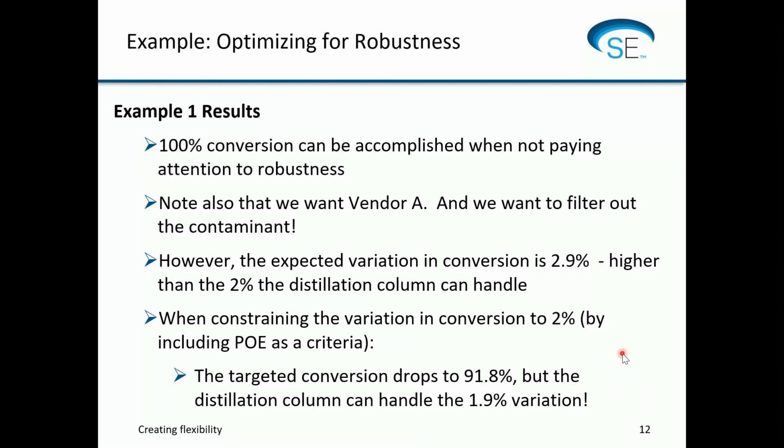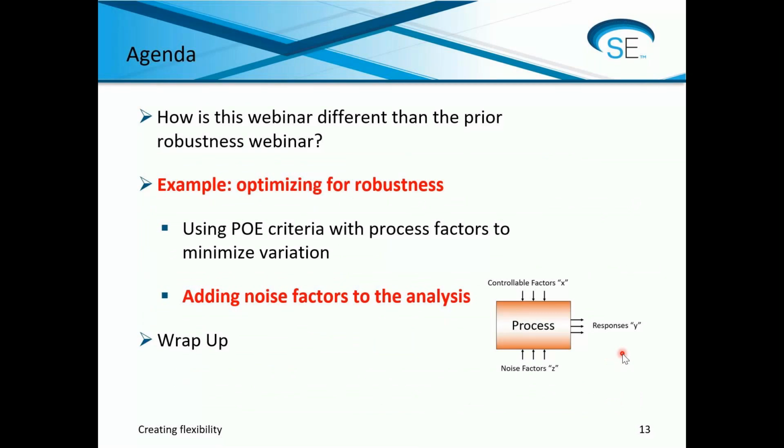So really, if you think about it, what we just did is we looked at variation in process factors, so our x's, and we used that as part of the criteria. Now, what if we have external factors, things that we can't control, noise factors, z's, if you will? What if we have those? How are we going to include that in this overall concept? Well, that's the next exercise. So let's take a look at this one.